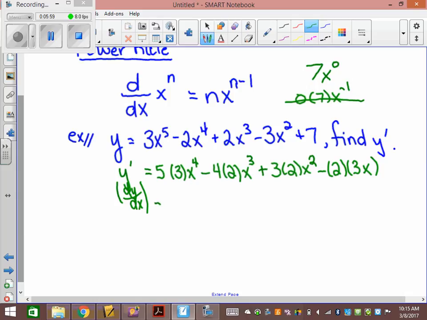And then we put them together. So we're going to get 15x to the 4 minus 8x cubed plus 6x squared minus 6x. Done.